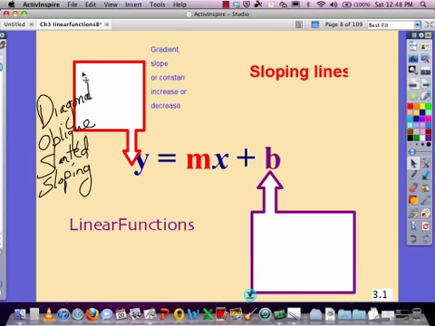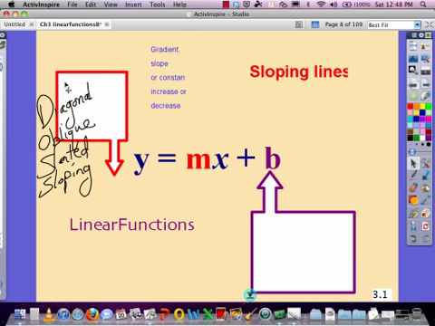And then check. It could be called gradient, slope, or constant increase or decrease. All good names for an m value. Do the same thing with that b, that number that sits by itself at the end of the equation. What are the names? What are the things you have been calling it in those different classes?